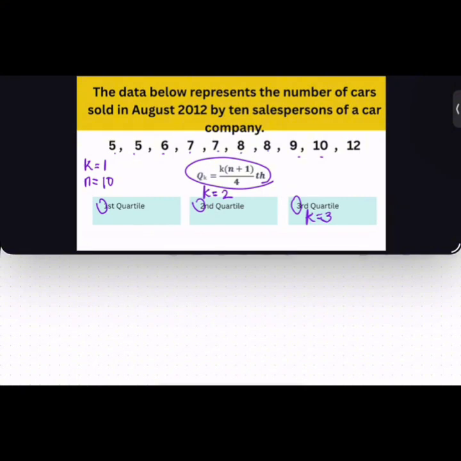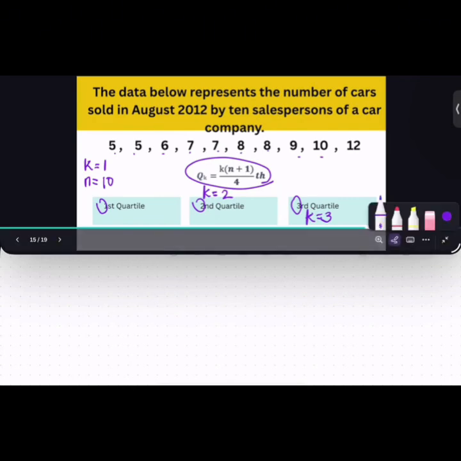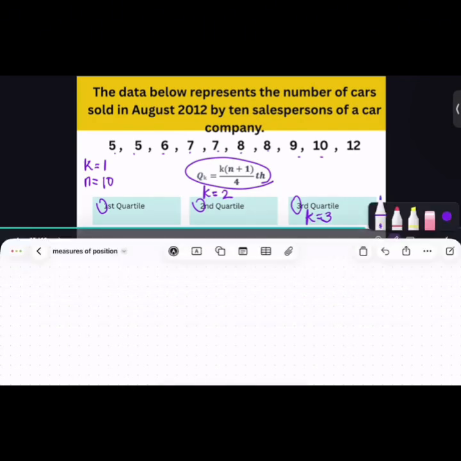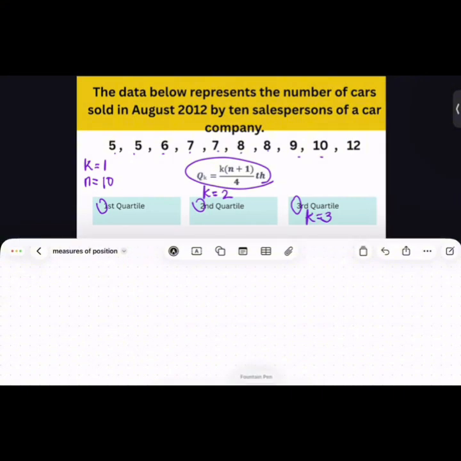Now, let's proceed in solving the first, second, and third quartile using the given formula. Let's proceed with the first quartile. Our formula to be derived in our first quartile will be quartile 1 is equal kay K, which is 1, times n plus 1 over 4. This will be our formula for the quartile 1. Now, proceed with solving or substitution. Quartile 1 is equal kay 1 times n, which is 10, plus 1, all over 4.